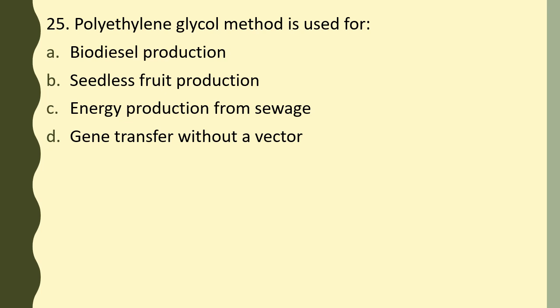Question number 25. Polyethylene glycol method is used for biodiesel production, seedless fruit production, energy production from sewage, or gene transfer without a vector. The correct answer is option D, that is it is used for gene transfer without a vector.